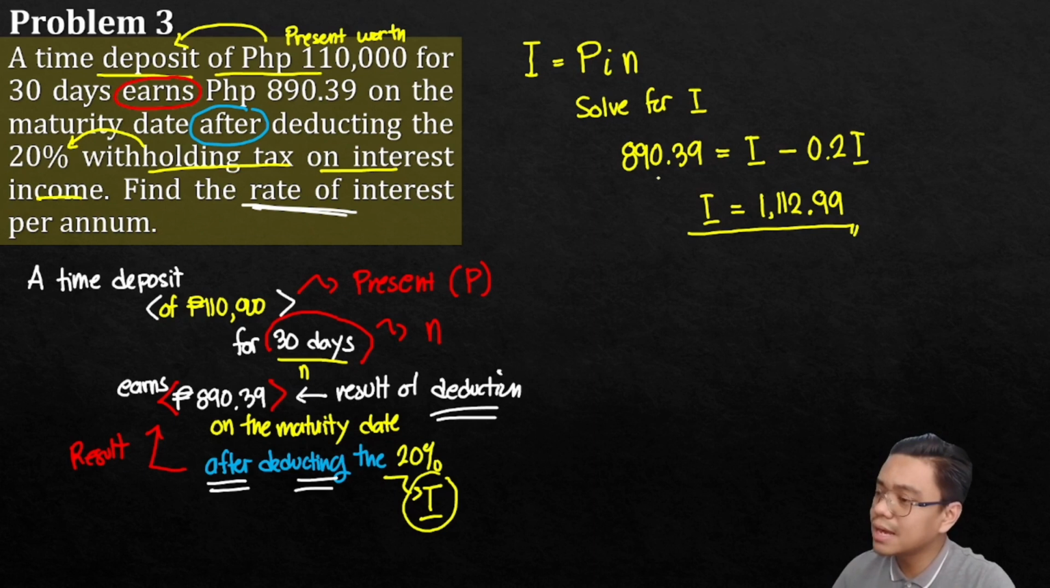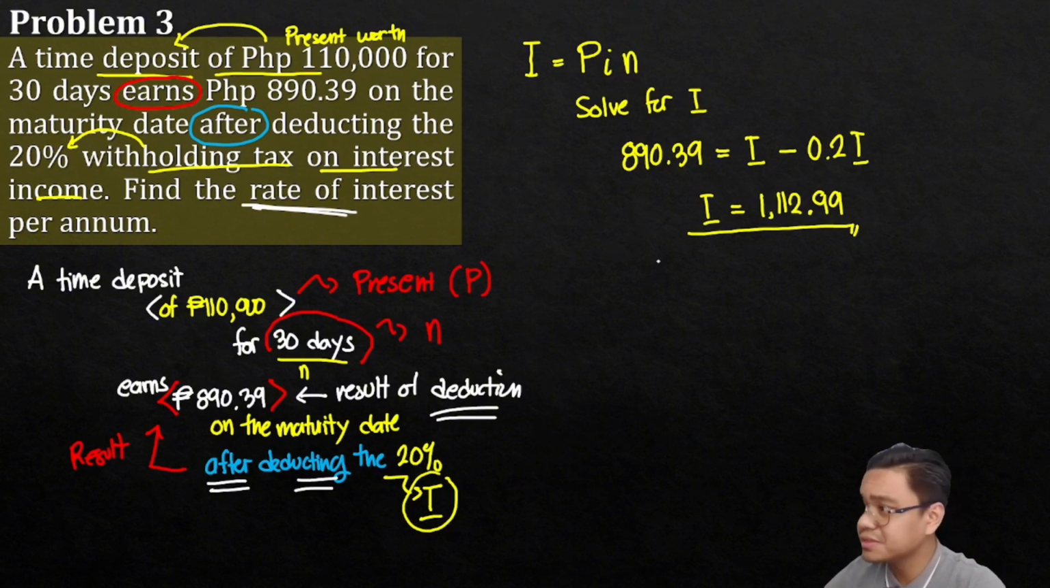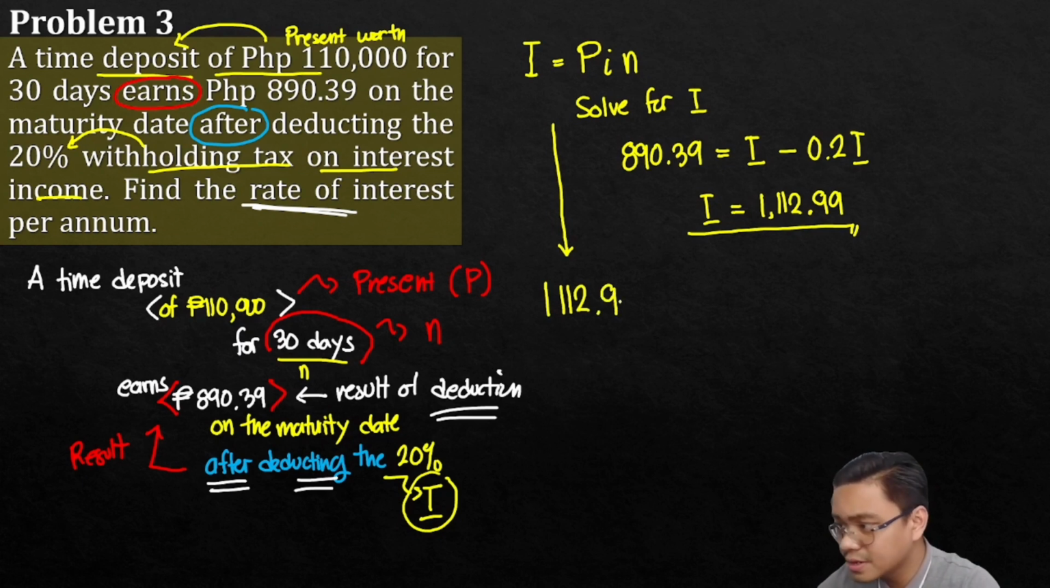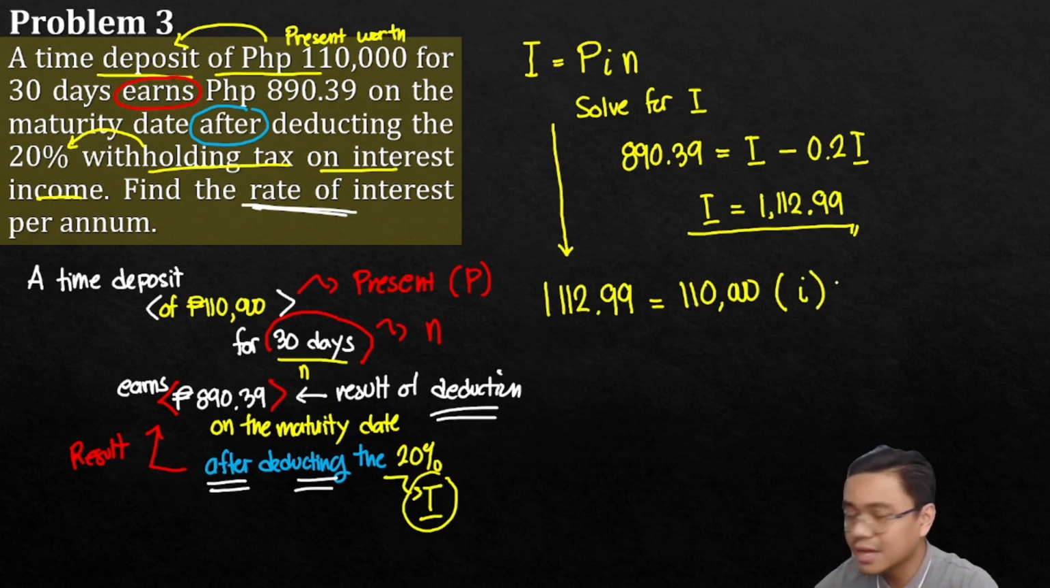So, ngayon, meron kang value ng I po. Ano po yung gagawin natin dito? So, pwede na masolve ang I, no? Yung interest rate natin, diba? So, from the formula here, bring down lang natin to. So, you have 1,112.99, okay? And that is equivalent to the present worth, 110,000, okay? And then the value of I times the value of the period, which is 30 days.